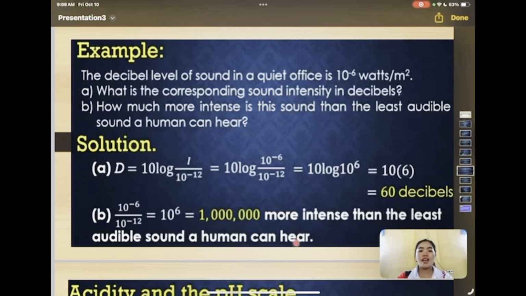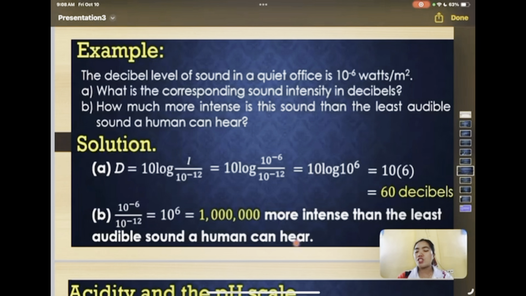For letter A, we have the formula D is equal to 10 times log I over 10 raised to the power of negative 12, which is equal to 10 log, the given is 10 raised to the power of negative 6, that's the intensity, over 10 raised to the power of negative 12, which is equal to 10 log 10 raised to the power of 6, because we are subtracting expressions with the same base.